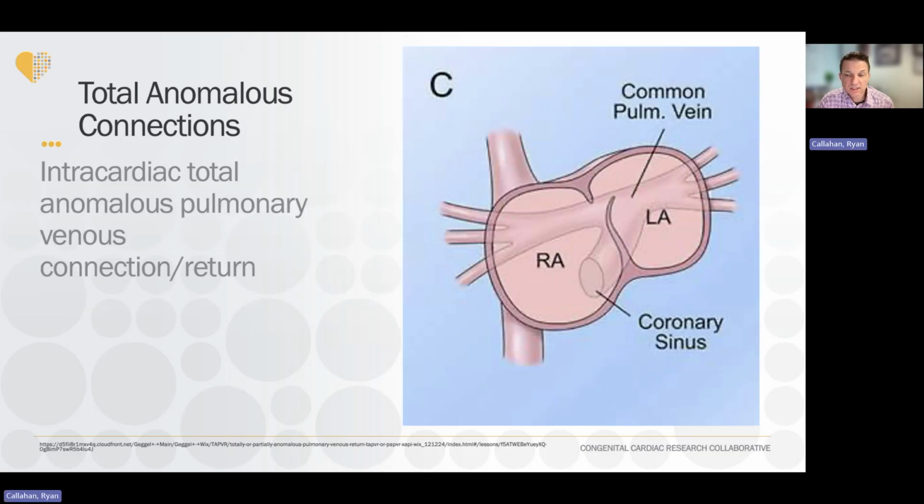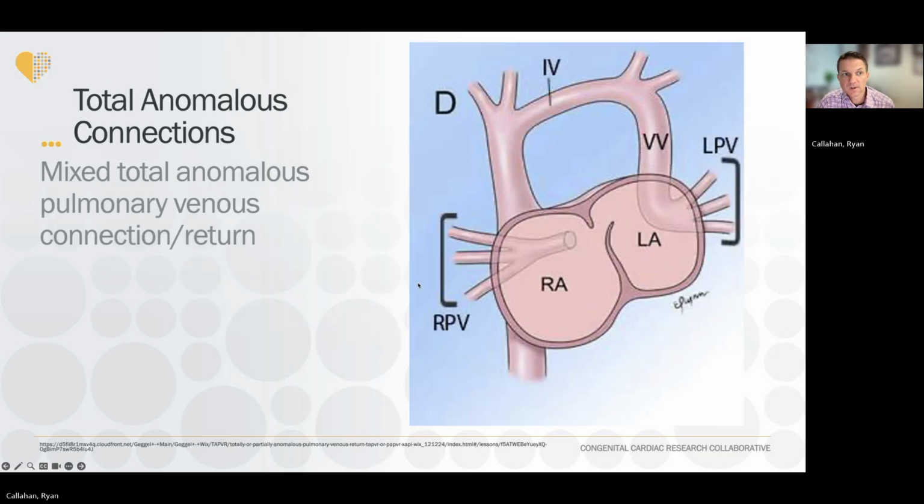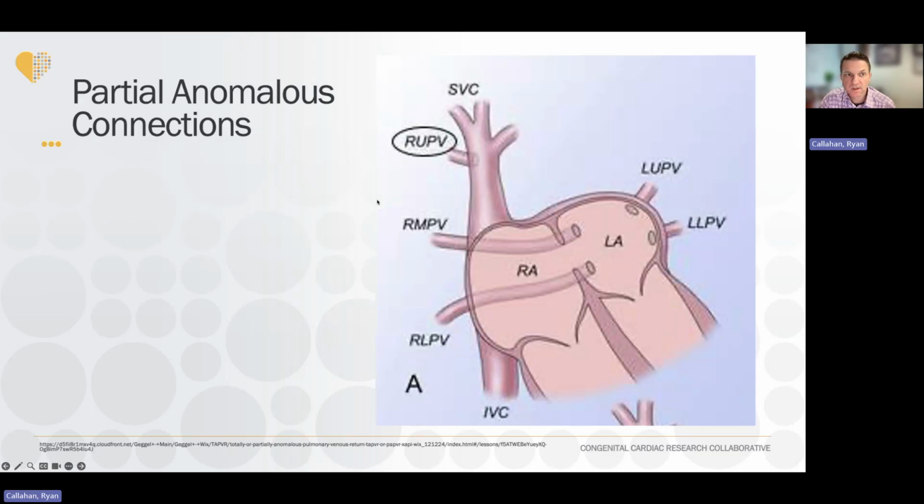Okay, how about intracardiac? Instead of the veins draining into the left atrium, they're actually draining into the coronary sinus, which drains into the right atrium. This is known as intracardiac total anomalous pulmonary venous connection. And then you can have mixed, where the veins go to different places. In this example, all the left veins ascend via this vertical vein into the innominate, and the right-sided veins connect into the right atrium. So this is a mixed variant of total anomalous pulmonary venous connection.